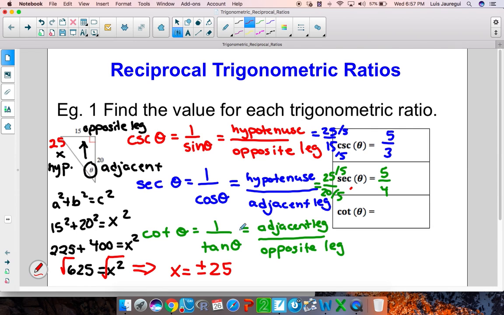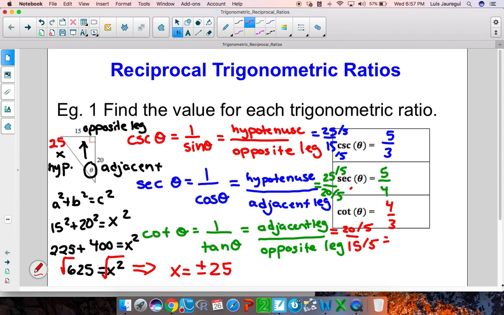And cotangent is adjacent leg divided by the opposite leg. So I'm going to take 20 here, divided by my opposite leg, which is 15. And I'm going to divide by 5, which happens to be my greatest common factor. And this is really going to be 20 divided by 5, which is 4, and 15 divided by 5, which is 3. So cotangent of theta is 4/3.